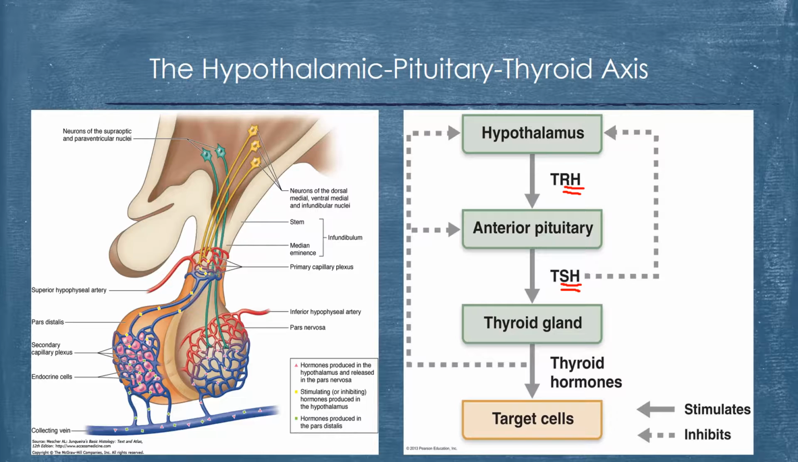We can see here that the thyroid hormones have negative feedback on the anterior pituitary and the hypothalamus, while the TSH has negative feedback onto the hypothalamus also.